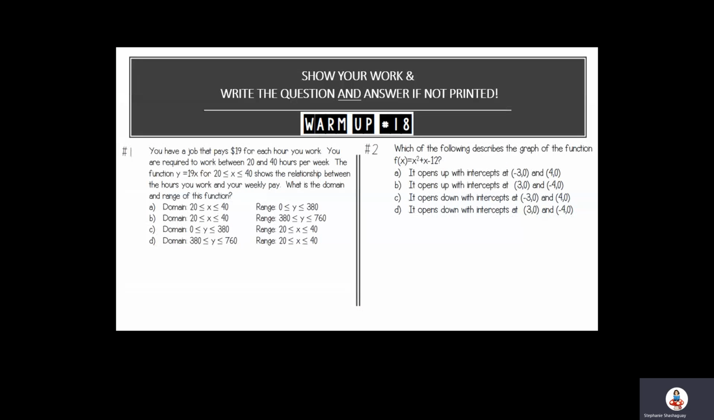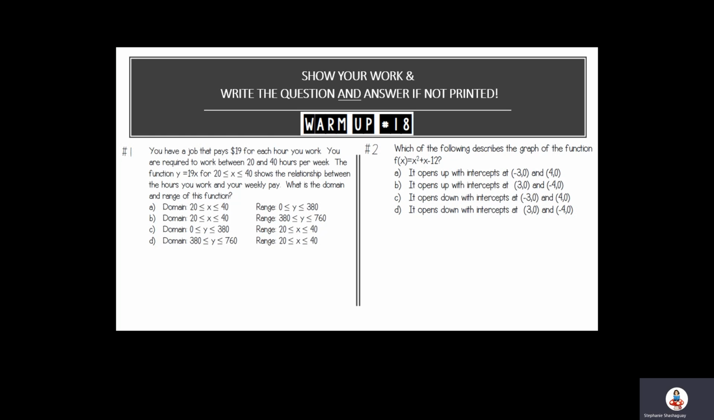All right, in this video, we're going to do warm-up number 18. So number 1, you have a job that pays $19 for each hour you work. You are required to work between 20 and 40 hours per week. The function y equals 19x, where x is greater than or equal to 20 but less than or equal to 40, shows the relationship between the hours you work and your weekly pay. What is the domain and range of the function?